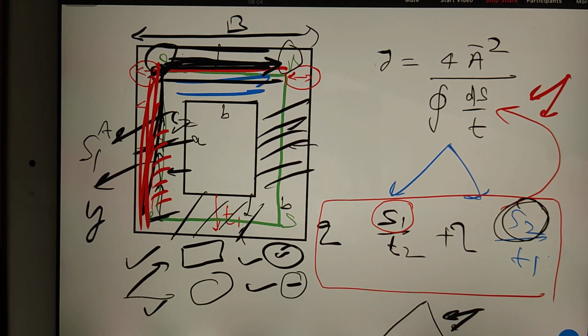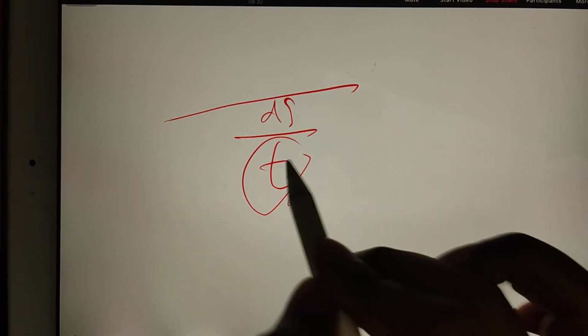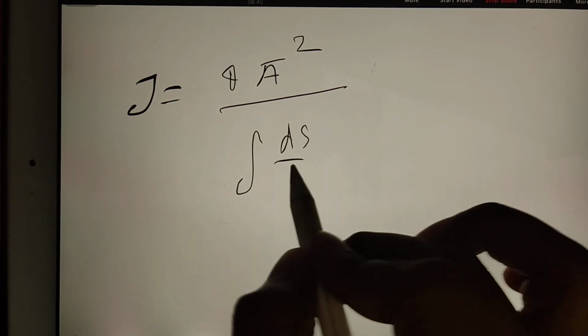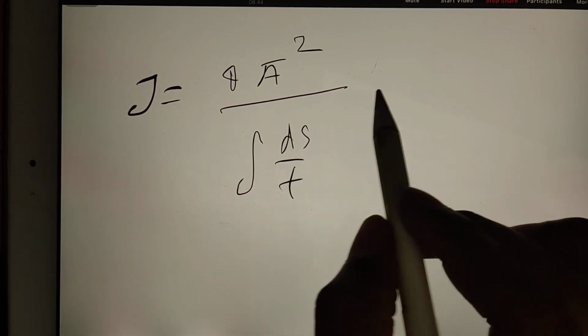Okay. Oh, one big mistake we have done in our previous one, in circle. It was coming by t, but by t was already in division, ds by t. So this t will go up. I mean, it will be like this. How much we are getting? J is equal to 4 a bar square by integration ds by t we were getting. Okay, so in the final answer I kept t down, and you guys also did not notice.